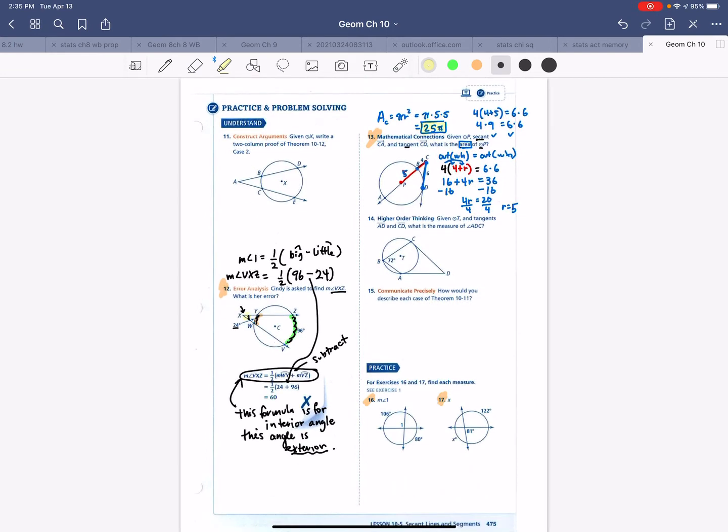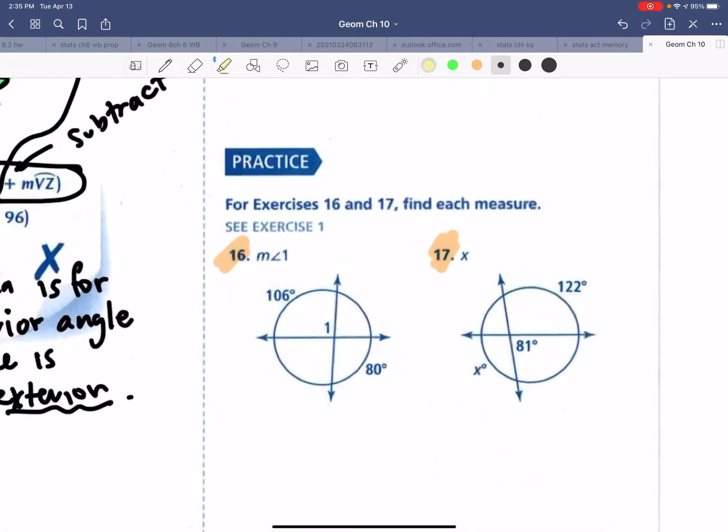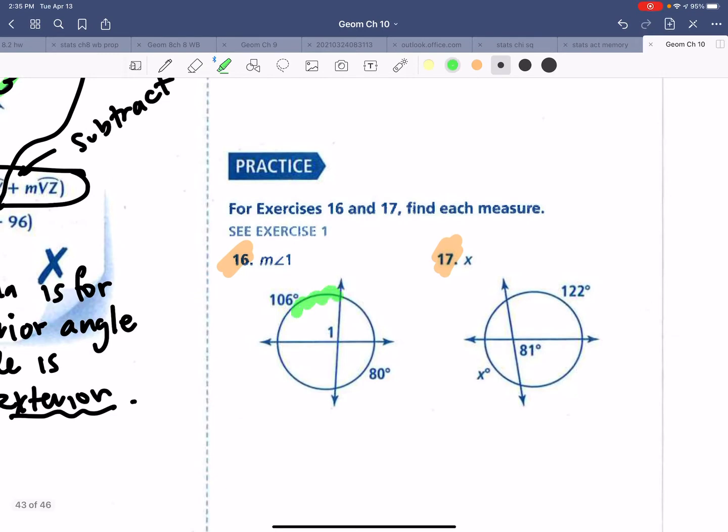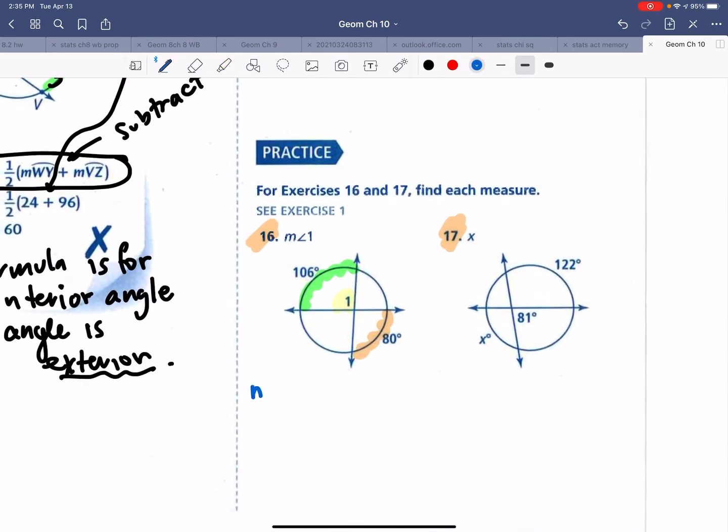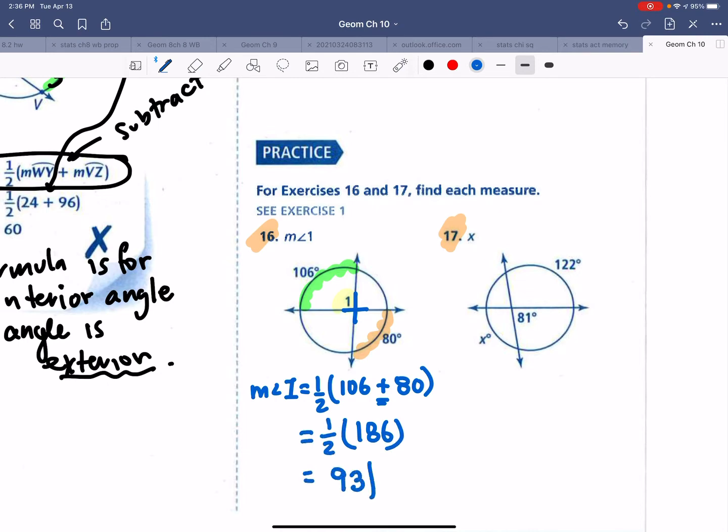Question number 16 and 17. Okay, so we're just taking this arc plus this arc divided by 2, that's the average. So we're saying, what is the average? The measure of angle 1 has to be equal to 1/2 of 106 plus 80. And we're adding, because the angle is interior. So that would be 93. And it does look like an angle a little bit bigger than 90.